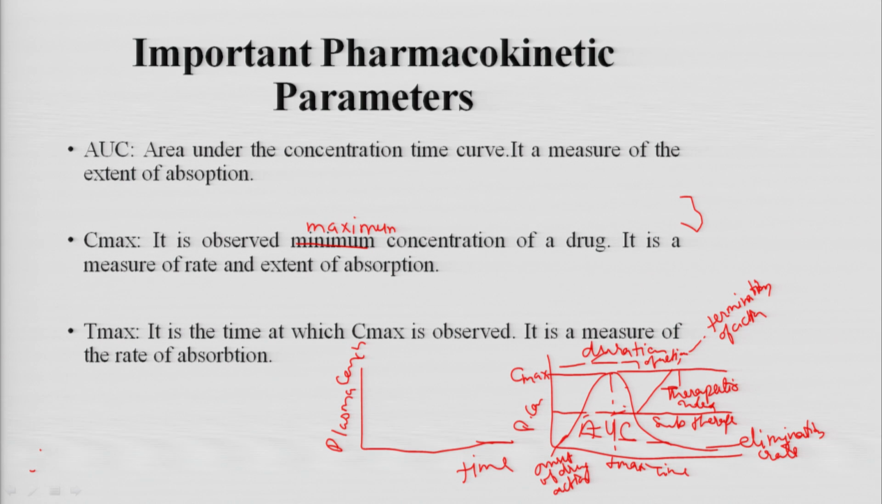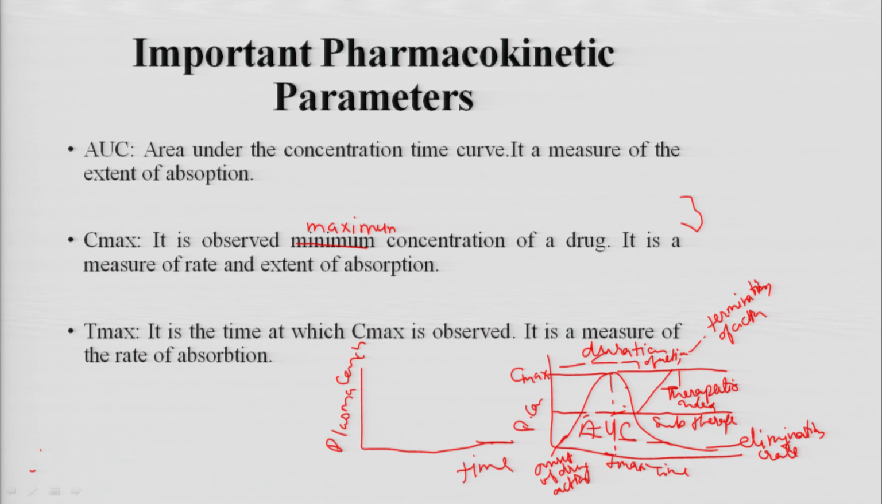So Cmax, what I told, is the maximum concentration of drug in the body. It shows the measure of rate and extent of absorption. It means it is also the extent of absorption in the body, but it also shows both rate and extent.